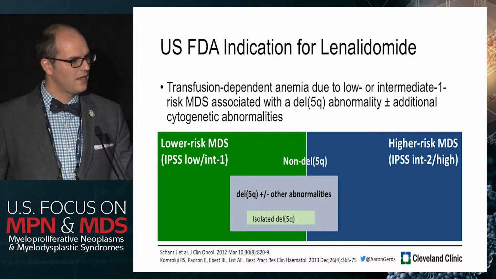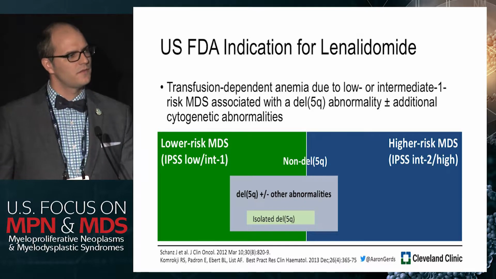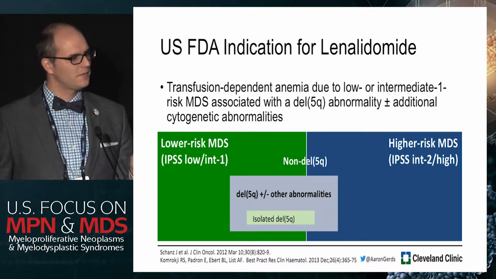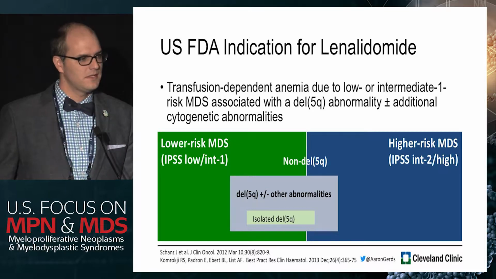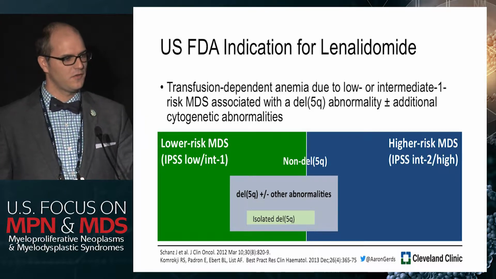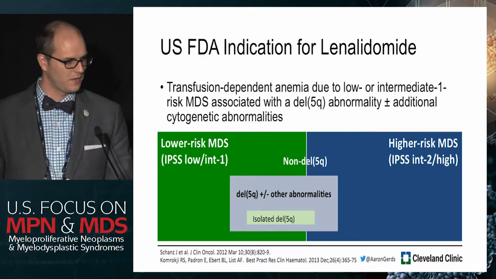So this little schematic here represents all of MDS. Specifically for lenalidomide, the label says transfusion-dependent anemia due to low or intermediate 1 risk MDS associated with del(5q) abnormality plus or minus additional cytogenetic abnormalities. And that is cut and paste from the label.